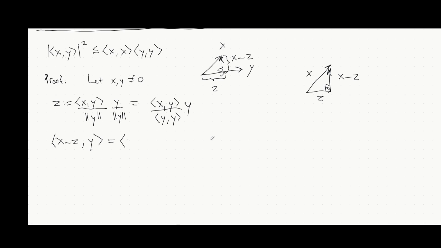So writing this out, we know that z is the projection of x onto y, and by linearity of the inner product, we have the following.